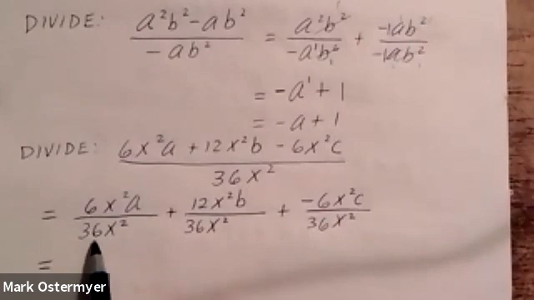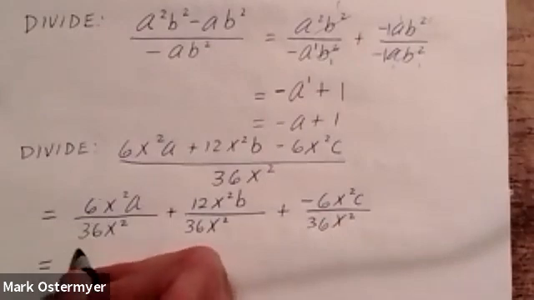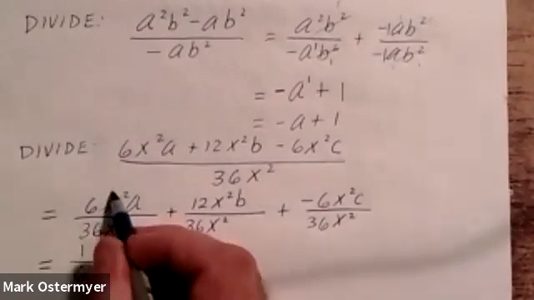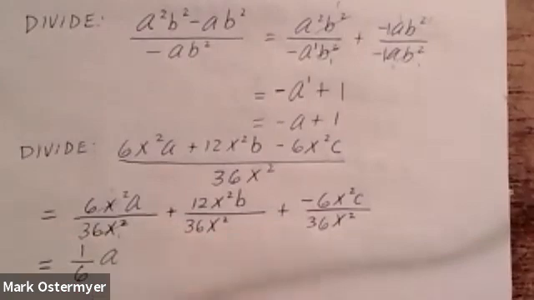All right, can I reduce this? 6 over 36 reduces down to 1/6. X squareds reduce out to 1s, and we're left with an a. 1/6 a.